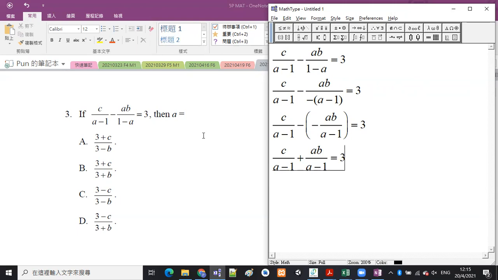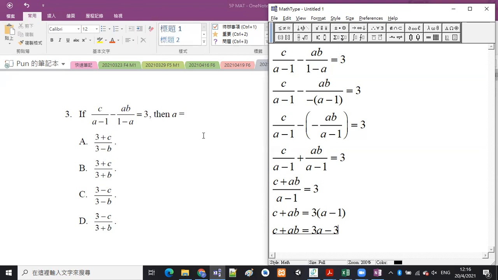When the two fractions add together having the same denominator, we can merge them together to be one single fraction. Okay, so the left hand side becomes C plus AB over A minus 1. And right hand side is still equal to 3. And now, left hand side is one single fraction, and we may multiply the denominator to the right hand side, okay, to cancel out all the fractions. C plus AB is equal to 3 times A minus 1. And then expanding all brackets first. C plus AB is equal to 3A minus 3.